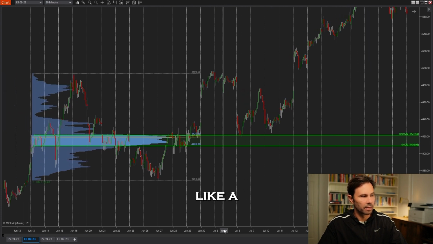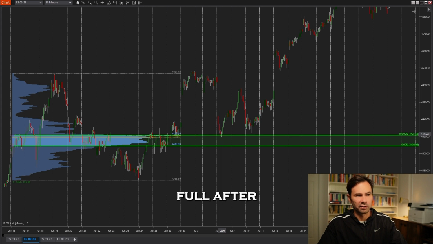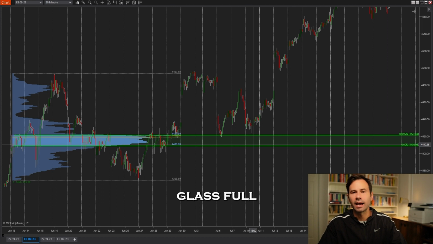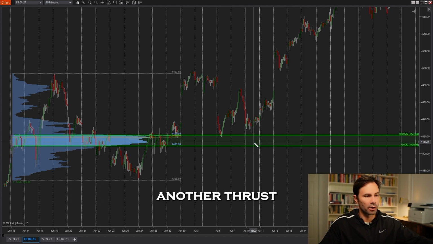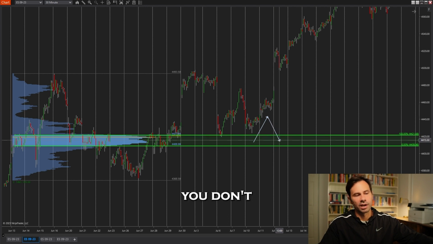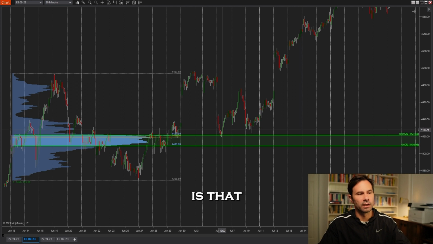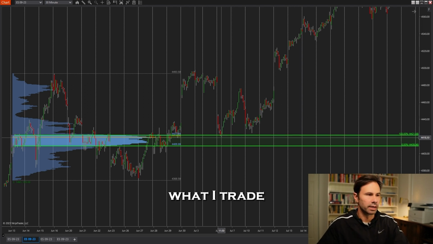It's like a glass of water. When prices come back here, the glass is full. After it touches here, probably you have like half a glass because all these orders were already filled. And when it comes back here, probably you have a quarter glass full, and then you have another thrust. But then if it comes one more time, you don't know. Okay? So my assumption is that one touch, highest probability. So that's what I trade.